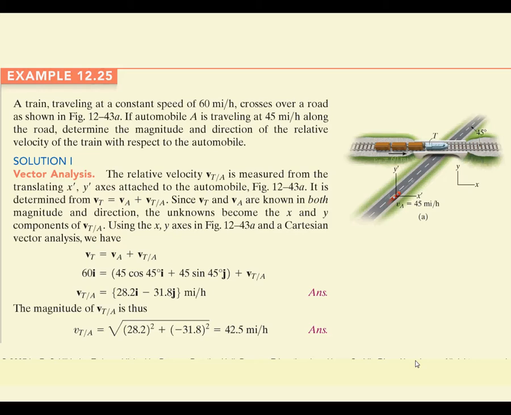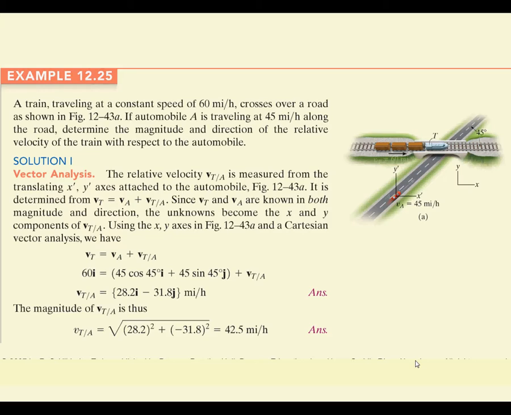So v sub r is v sub a plus the velocity of the train with respect to the vehicle. So since the velocity of the train v sub r is known in both magnitude and direction, the unknowns become the x and y components of v sub r with respect to a, v sub t with respect to a.